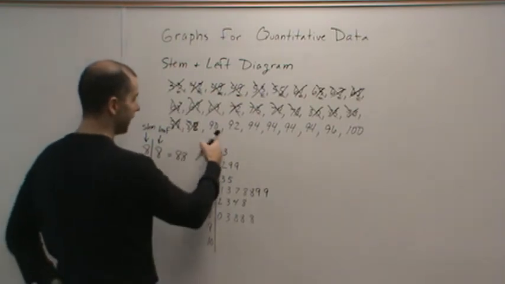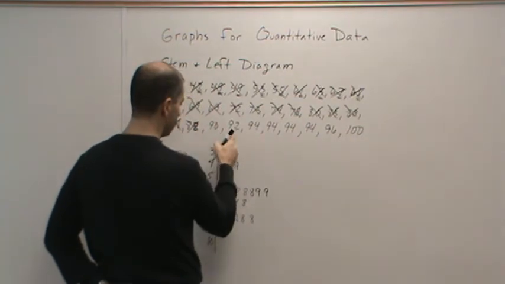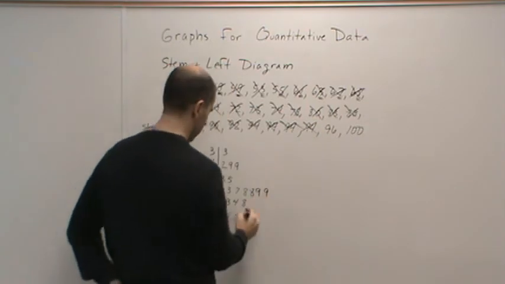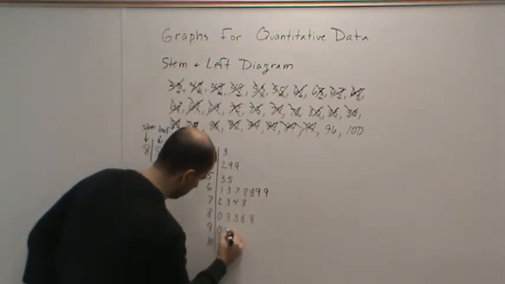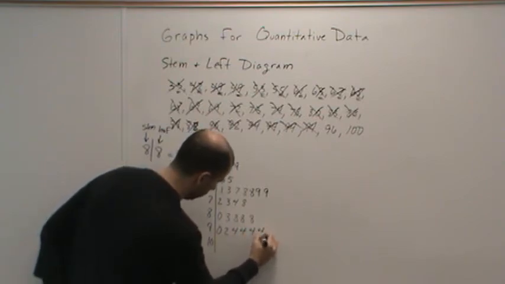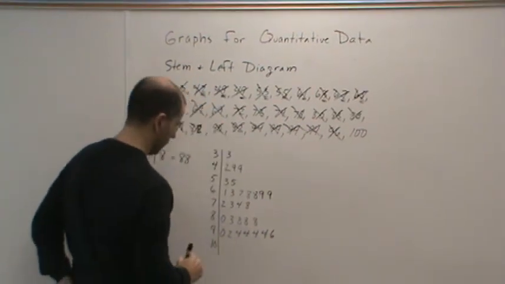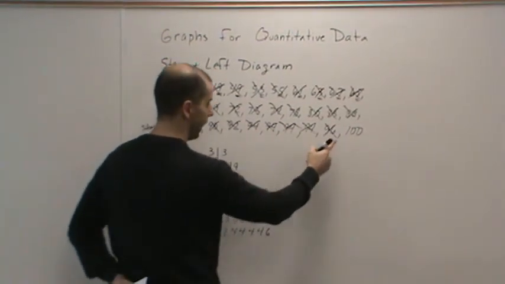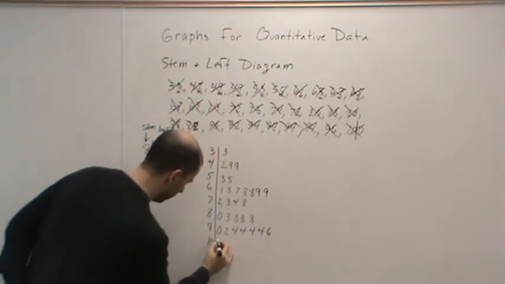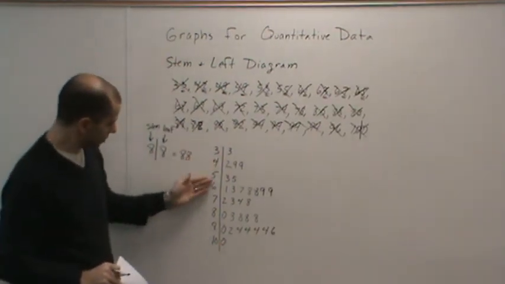Okay? Now I'm in the 90s. 0, 2, and 4 4s, and then 6. Okay? And then the last one, I've got a 0, because remember, I split it down 10 and 0, so that I got 0. So notice, I'm done. Now notice how I get a nice distribution.